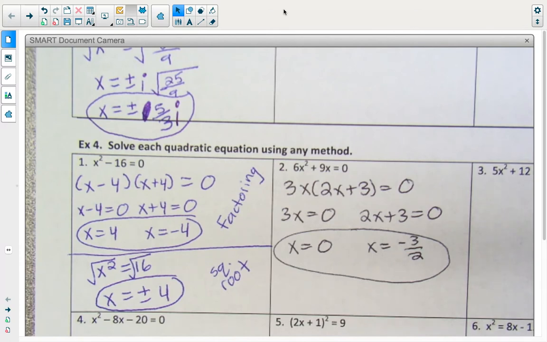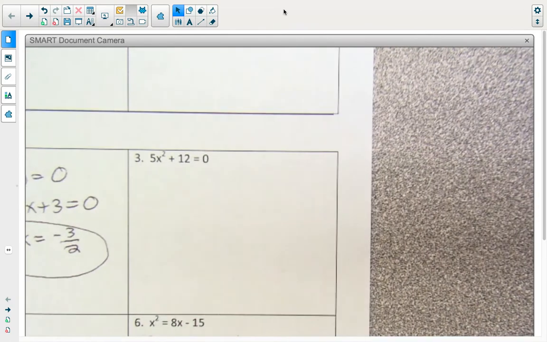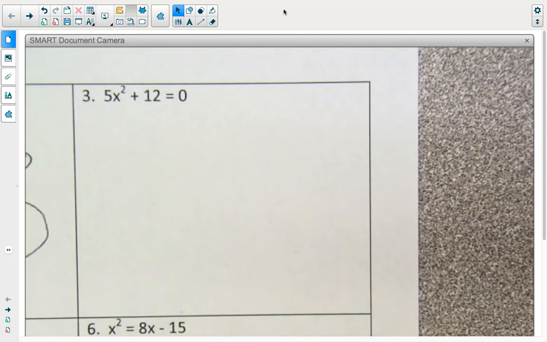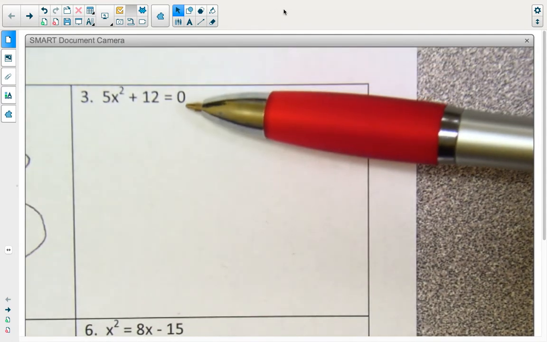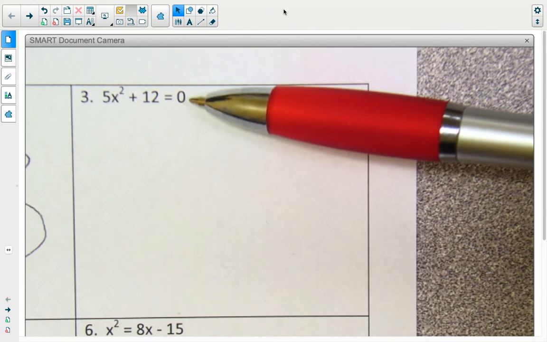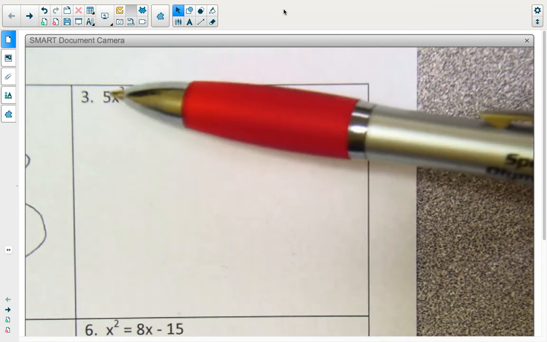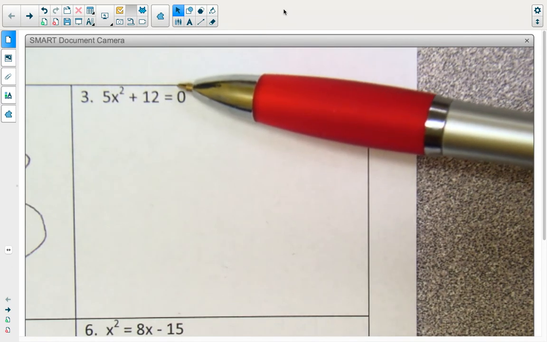Other things you might want to consider, say you try to graph something and it's an imaginary solution. For example, if I move down here to number 3, if you try to graph number 3, it does not cross the x-axis. So that means that graphing isn't going to work. And it also means that factoring does not work because you get decimal answers. So for this particular problem, we're going to have to take the square root.